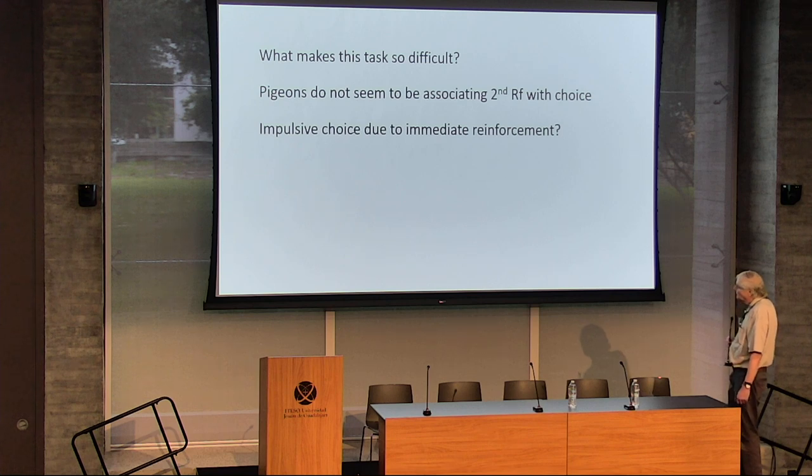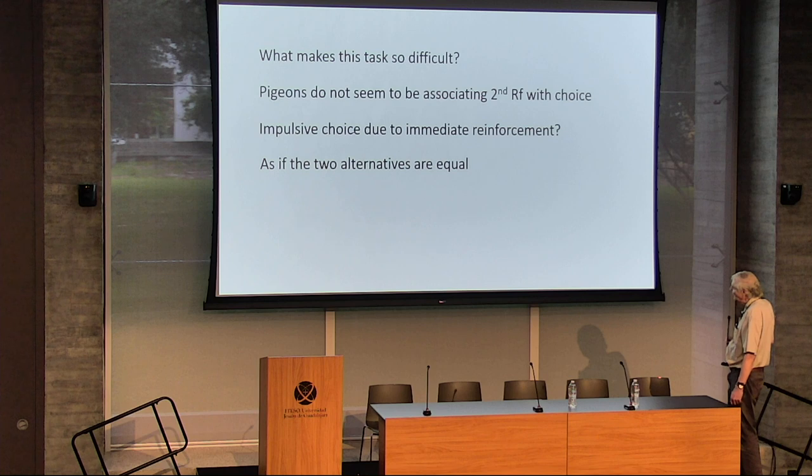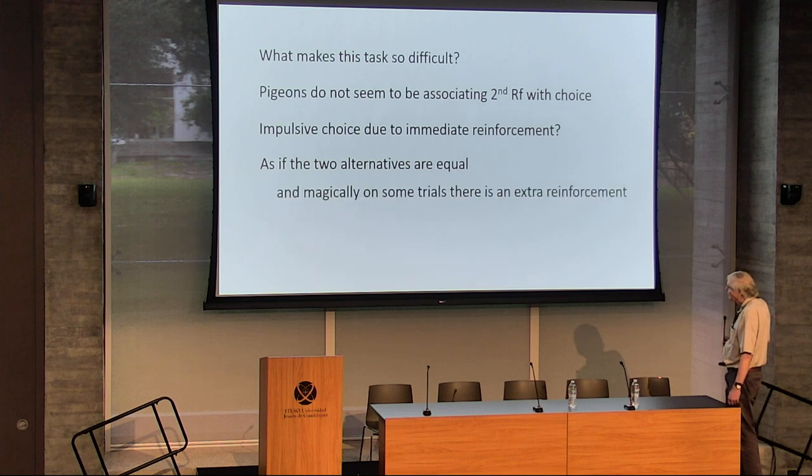So our hypothesis was impulsive choice may be due to the immediacy of reinforcement. This is something that Billy was mentioning a couple of times with regard to the other suboptimal choice task, and I may have something to say about that at my larger talk. Okay, it's as if the two alternatives are equal, and magically on some trials there is an extra reinforcement, and so that brings to mind the potential of delay discounting.